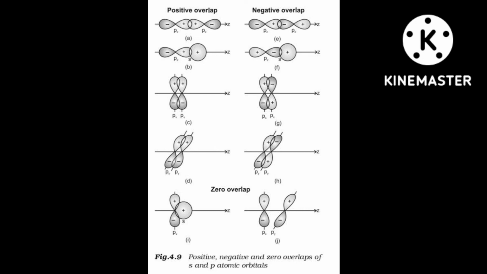A sign of arrow will be there, pointing in the direction of whom it is giving to. Then that type of bond will be called a coordinate bond. I am giving one example.